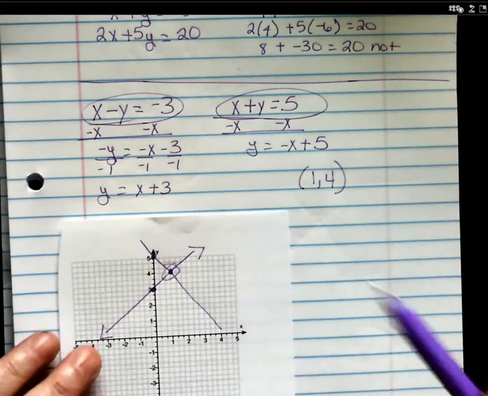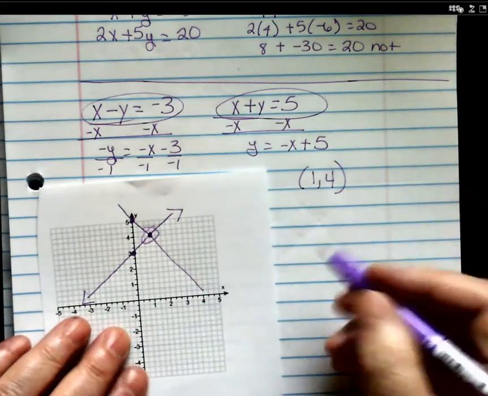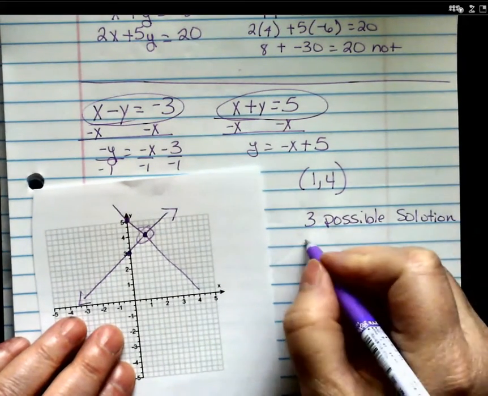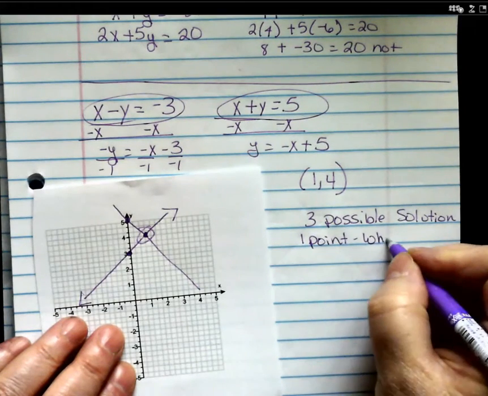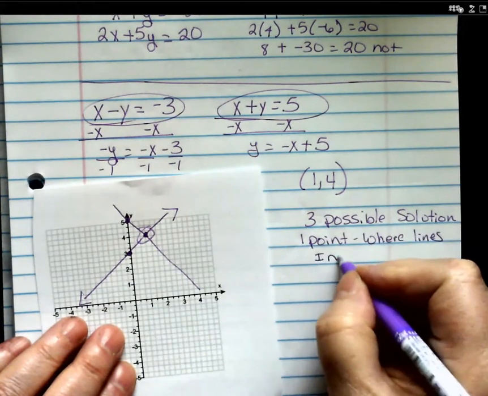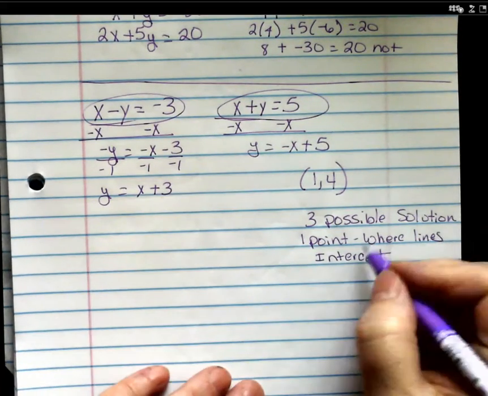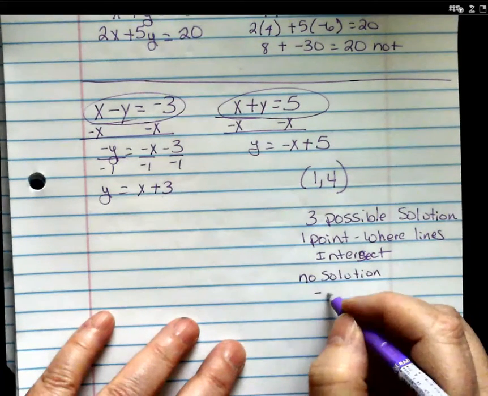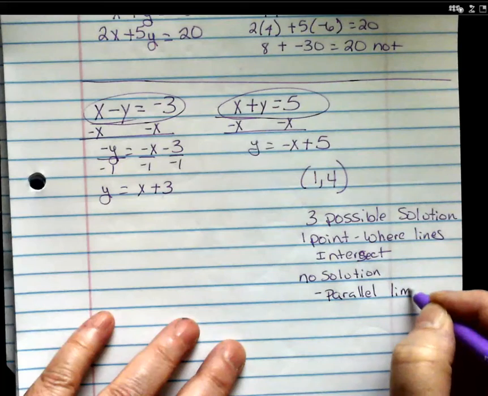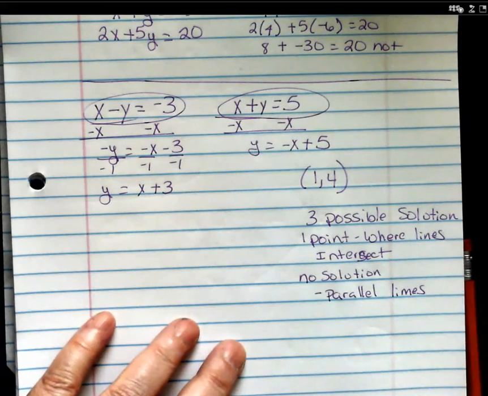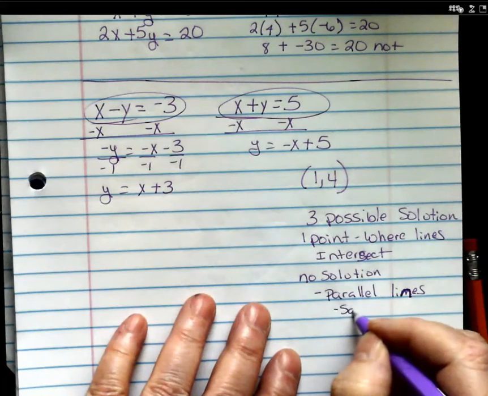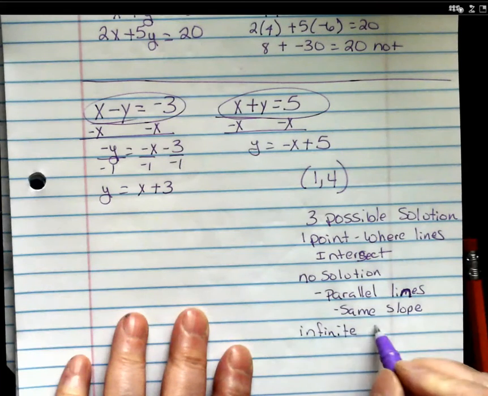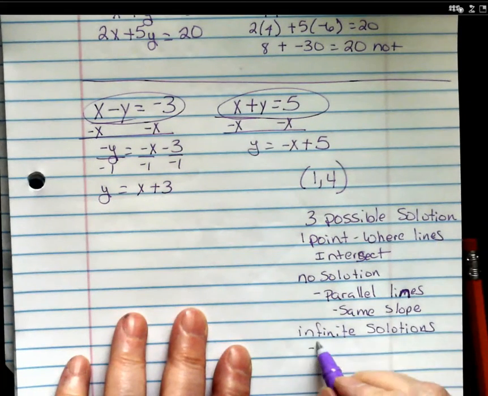Now, remember that when you graph these two lines, you have three possible solutions. Your first is where they intersect, and it's one point where the lines intersect. Then you have no solution, and that happens when you have parallel lines. Remember, parallel lines have the same slope. And then you have infinite solutions, and that's when both lines are the same.